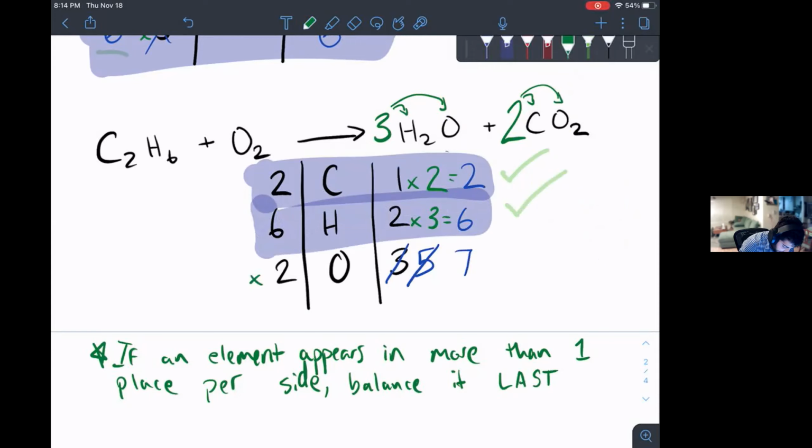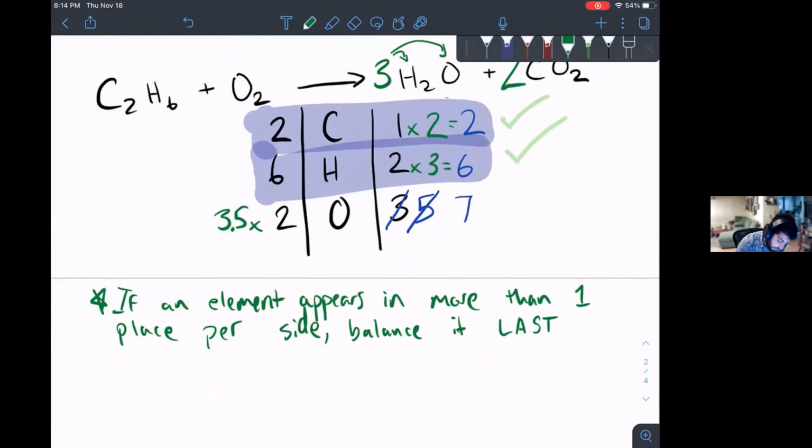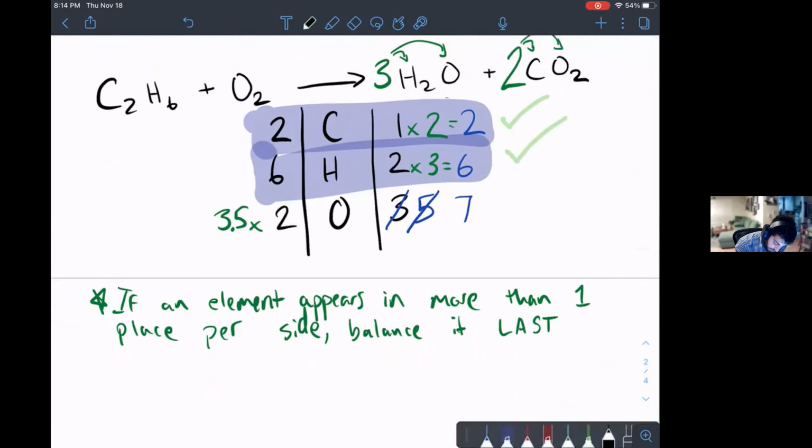In my heart, I know that I could just multiply this by 3.5, but the problem is we can't really use decimals for coefficients. A quick example of why: if I go ahead and write 2.5 H2O and we draw that out, we have 1, 2, and then 0.5. That's nothing. You can't split an atom. We can't have half of an atom or half of a molecule. We have to have the whole thing.